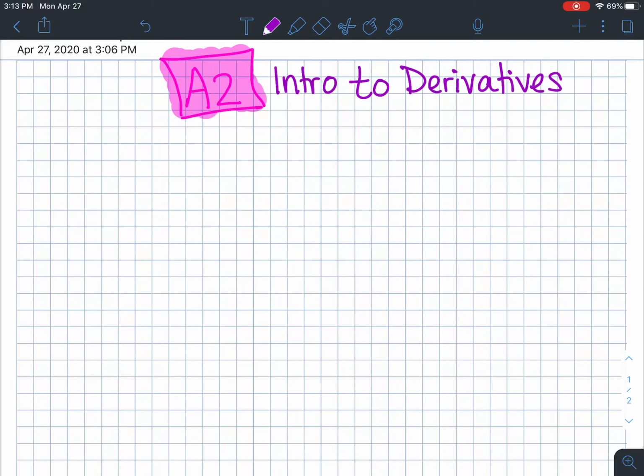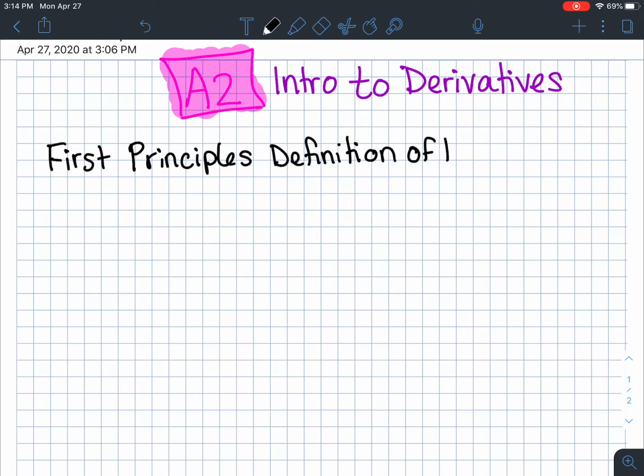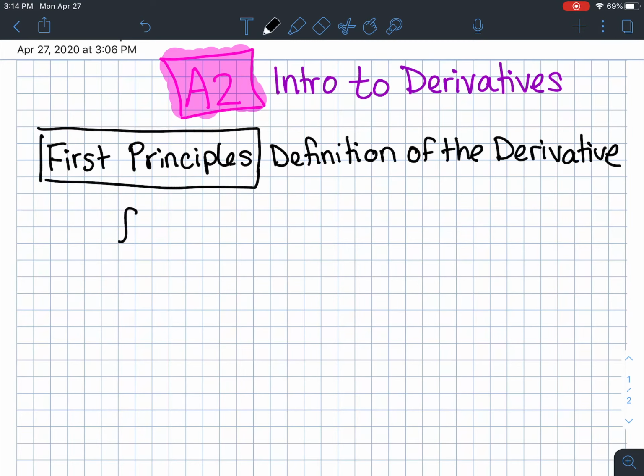You know that limit formula we learned a while ago with the h goes to 0, where we're trying to find the slope between 2 points, and we want those points to be really, really close together? Yeah, we're basically using that formula. So check it out. This formula is called the first principles definition of the derivative. So we call it first principles. And the formula looks like this.